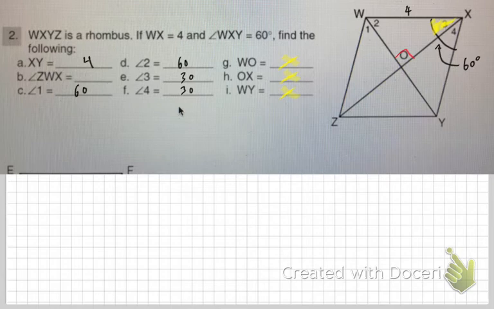But for angle ZWX, Z to W to X, this angle right here, well, remember we found that angle 2 is 60, so if angle 2 is 60, that means angle 1 has to be 60, which means the whole thing has to be 120 degrees.